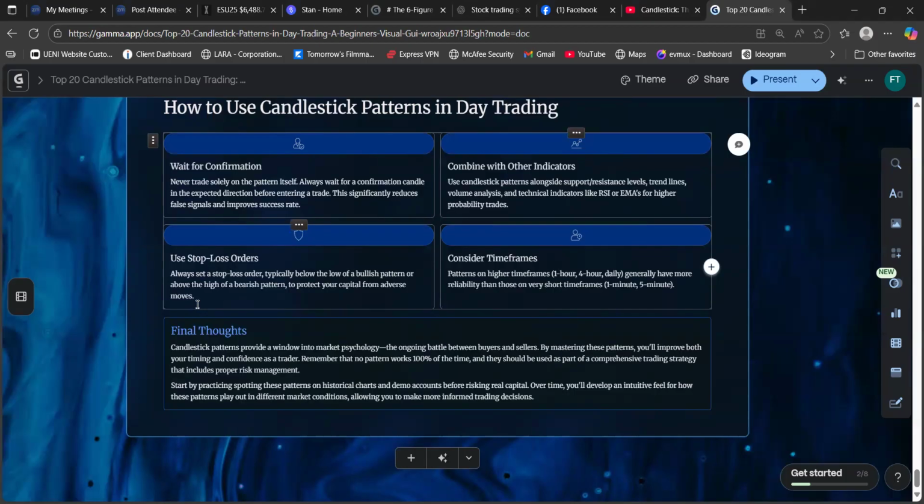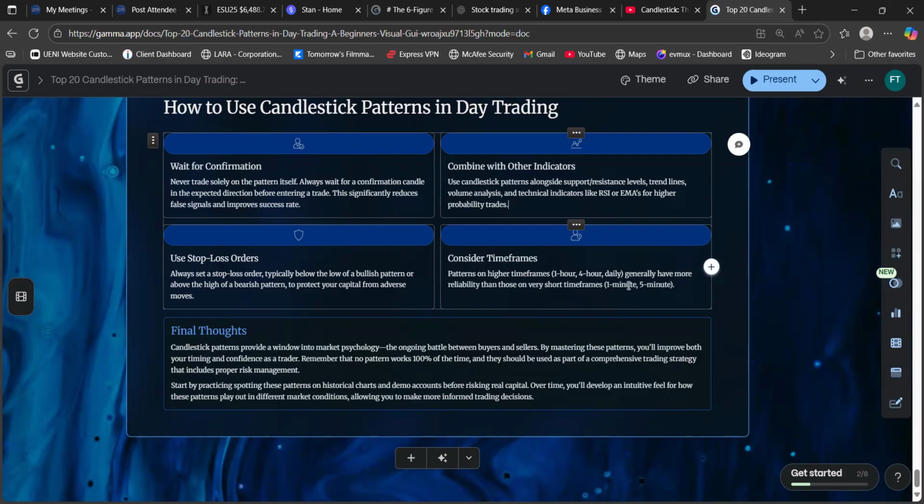So as I say, when you see a particular pattern break out, we're going to show you exactly where to put your stop loss. And as I said before, you've got to consider the time frames. Patterns on higher time frames, hour or 4 hour or the daily, generally have more reliability than those on the very short time frames, so the 1 minute or the 5.